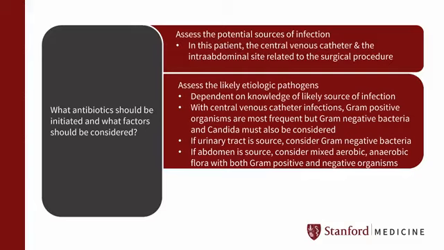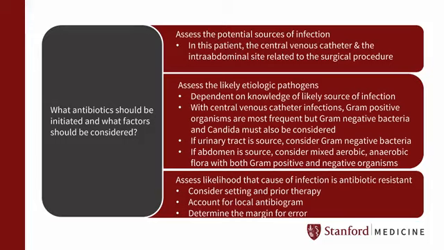If the catheterized urinary tract is the source, the pathogens are most likely to be gram-negative bacteria. If, however, the source of infection is the abdomen and caused by contamination with intestinal contents related to a leak from the surgical site, the pathogens would, of course, reflect the fecal stream and include a mixed aerobic-anaerobic flora with both gram-positive and gram-negative organisms.